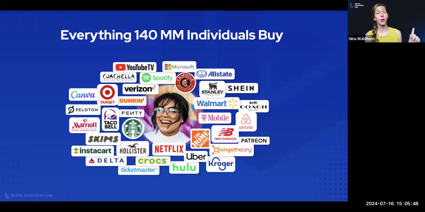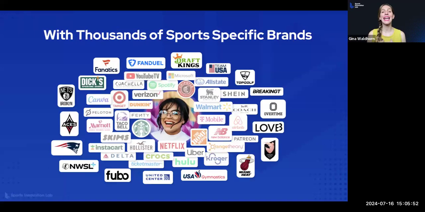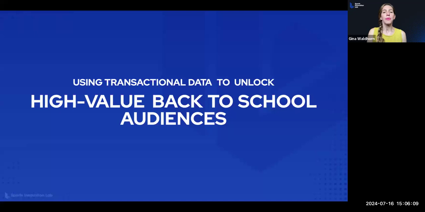So I know if they're Dunkin' Donuts, I know if they're Macy's or Kohl's or Crayola, but then we've gone ahead and added an incremental 7,000 vendors specific to sports and entertainment. Every league, every team, every venue, every merchandise, sports betting platform. So we really have that robust picture of sports and entertainment consumers. So let's talk about how we use all of that to build back to school audiences.